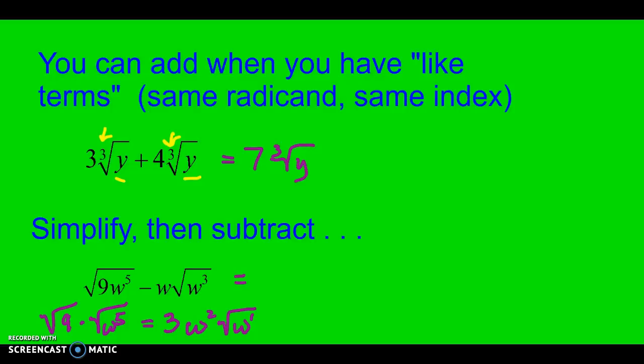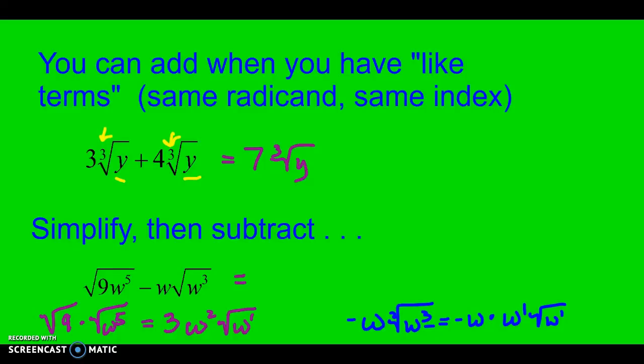Okay, so now let's simplify this negative w square roots of w cubed. Again, the index is 2, so nothing I can do with this term on the outside at this point, except now it's times the square root of w cubed. 3 divided by 2, so take this power and divide it by the index. 3 divided by 2 is 1, remainder 1. So w to the 1st, there's my 1, and then the remainder was 1, so w to the 1st has to remain under the radical.